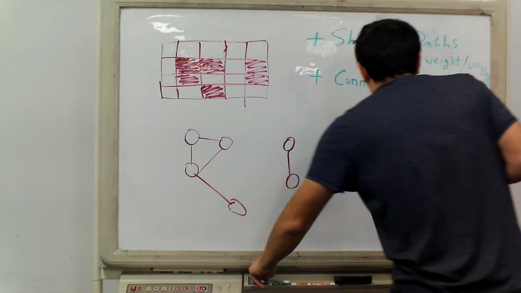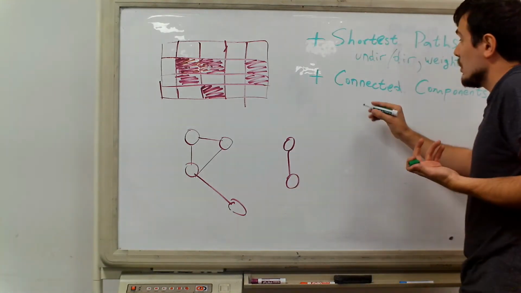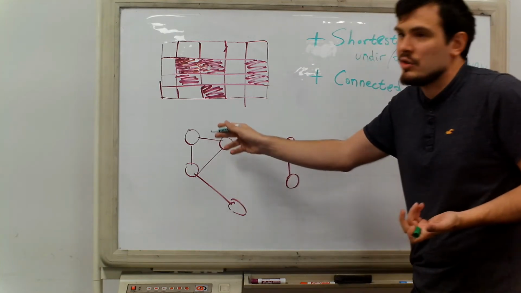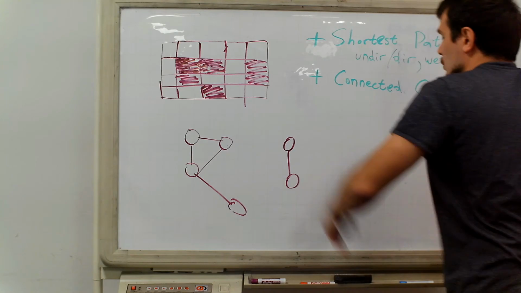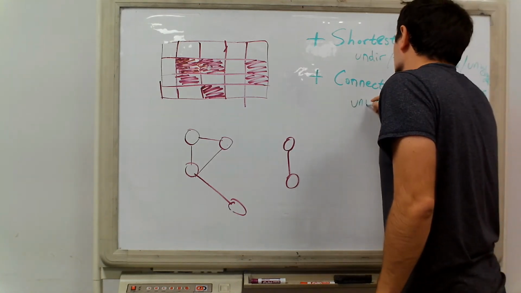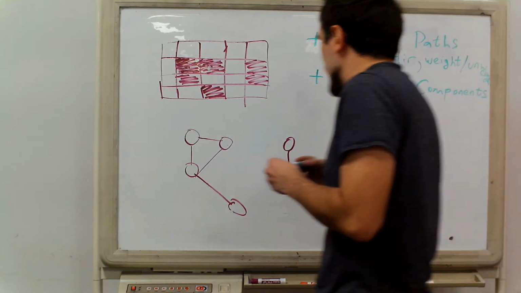So, connected components, what kind of graphs are we going to ask this for? If there were weights in this graph, they would be ignored because this is about connectivity. So any weights would be ignored. So primarily this problem is about unweighted graphs only. And how about directed or undirected?